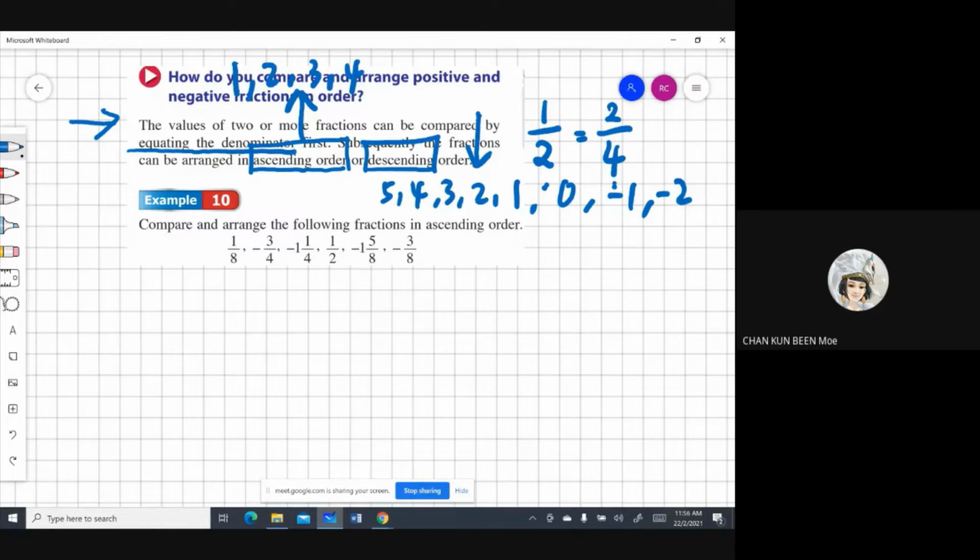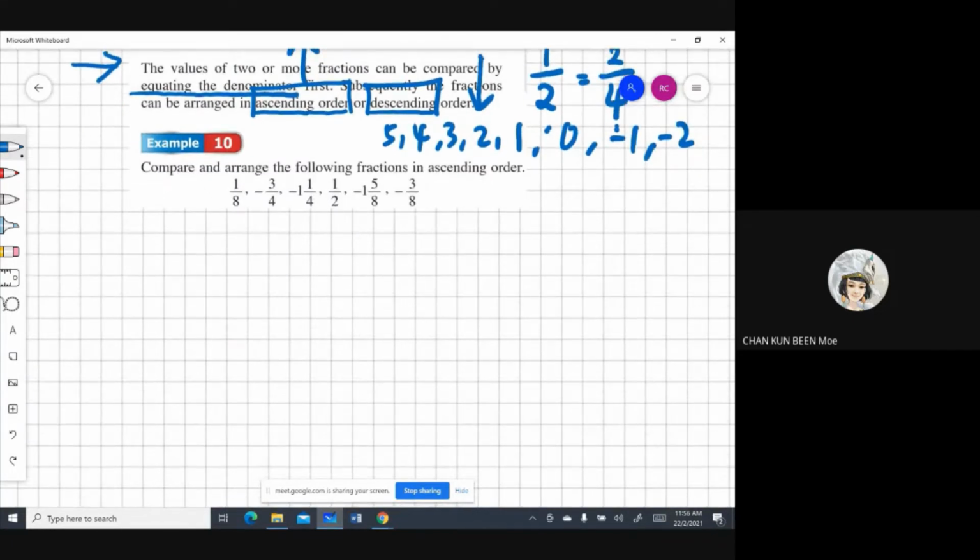Okay, now we look at example 10. Compare and arrange the following fractions in ascending order. So if you look at the fractions that we have, 1, 2, 3, 4, 5, 6 fractions. We need to arrange it in ascending order, meaning that the number is increasing. So if it's increasing, you have to look for the smallest number first. Smallest number must have negative sign. This one, this one, this one, this one.